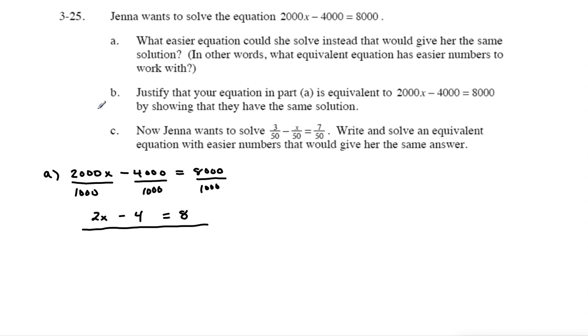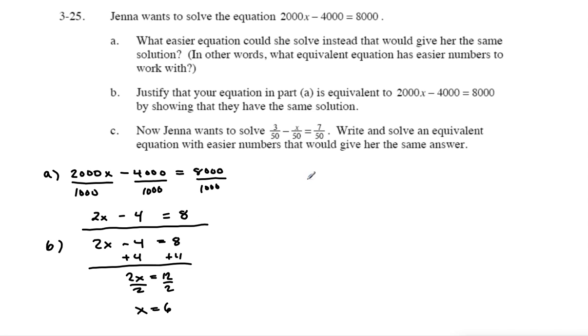Letter B says justify that your equation in part A is equivalent to 2000x minus 4000 equals 8000 by showing that they have the same solution. All right, well, let's go ahead and finish solving the one that we started on. Let's separate our steps. I'll recopy it real quick because the numbers are nice and short now. We can add 4 to each side, and we have 2x equals 12. Then we divide each side by 2, and we get that x equals 6.